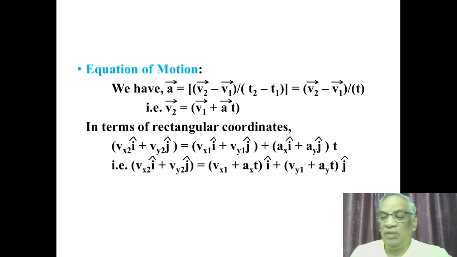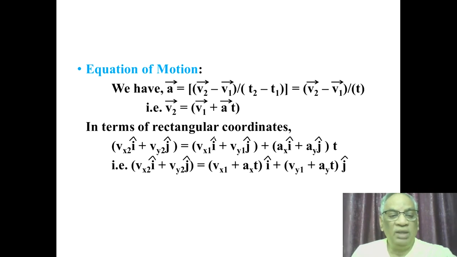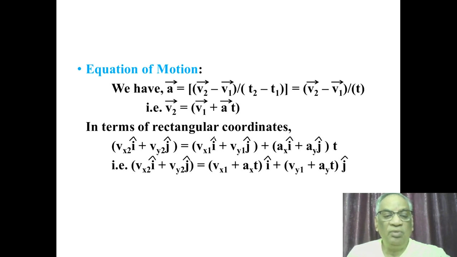And as far as the equation of motion with reference to acceleration is concerned, we have a bar is equal to (v2 bar minus v1 bar) by t, that is v2 bar is equal to v1 bar plus a bar t. In terms of rectangular coordinates, v2 can be written as vx2 i plus vy2 j is equal to vx1 i plus vy1 j plus (ax i plus ay j) t, that is, the velocity vector at time t2 is equal to (vx1 plus ax t) i bar plus (vy1 plus ay t) j bar.